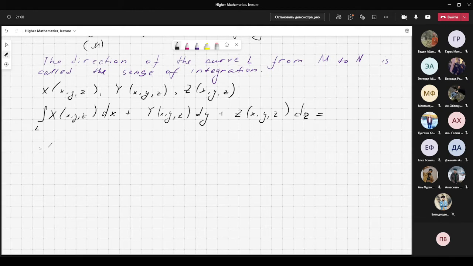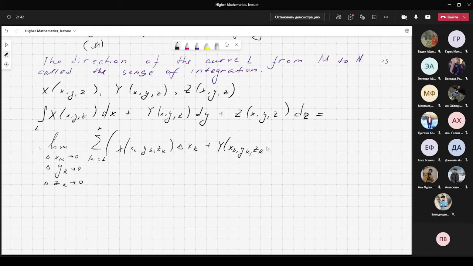the limit as delta x k approaches 0, delta y k approaches 0, delta z k approaches 0 of the sum over k from 1 to n of X of x k, y k, z k times delta x k plus Y of x k, y k, z k times delta y k plus Z of x k, y k, z k times delta z k.